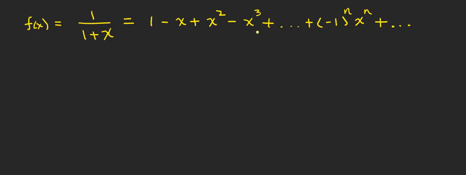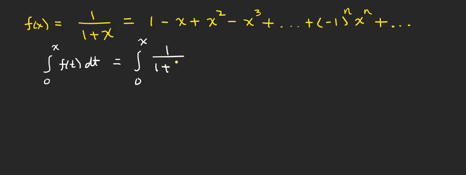And where is the center for this power series? The center is at 0. In order to find the antiderivative of f of x, you need to go from the center, which is 0, to x, and you need to change the variable to t. So it needs to be f of t dt, which is the integral of 0 to x, 1 over 1 plus t dt.